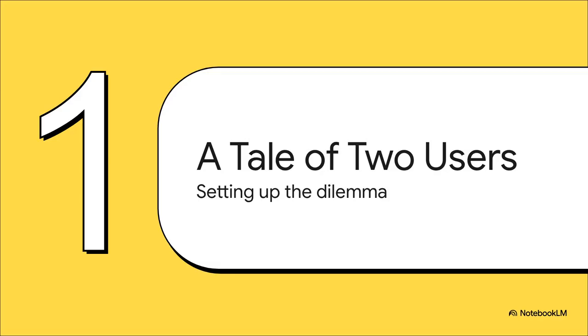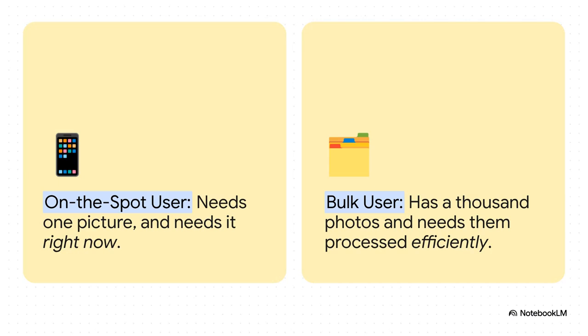Okay, so this simple, quirky dog hatting service has two very, very different kinds of customers. In their needs, they're completely at odds with each other. So on one hand, you've got the on-the-spot user. They just took an awesome picture of their dog, and they need that photo right now for their social media story. They only care about one thing. How fast can I get my one picture back?